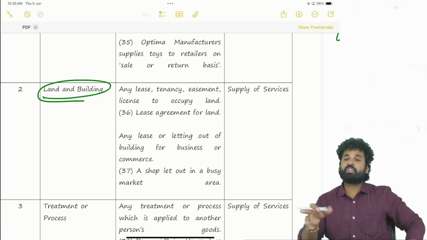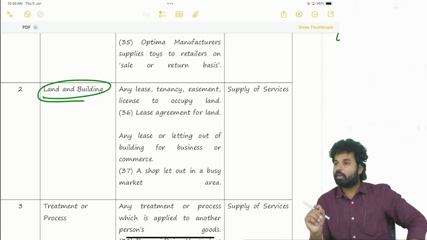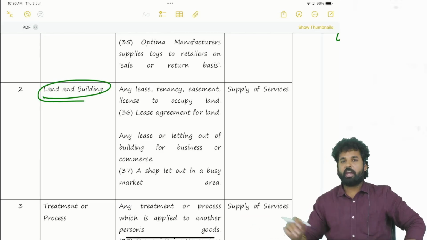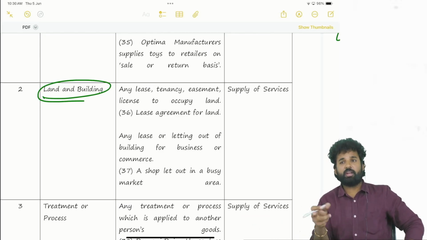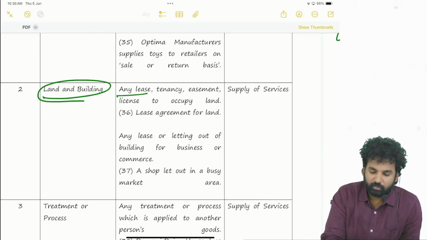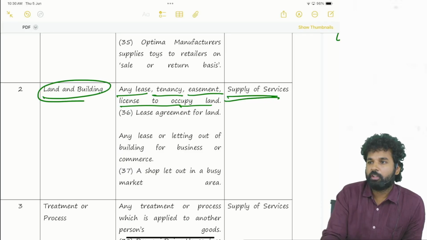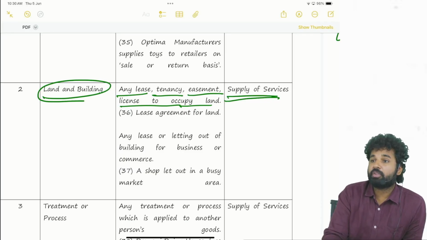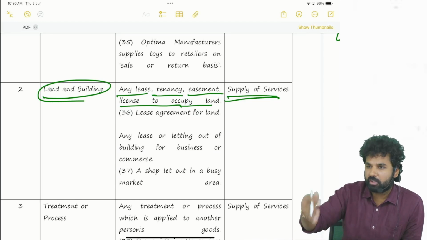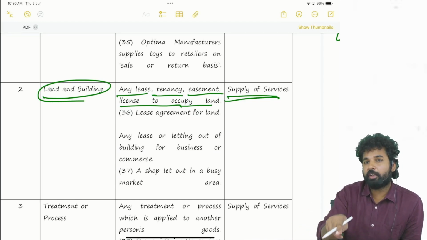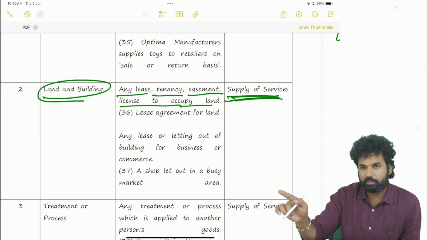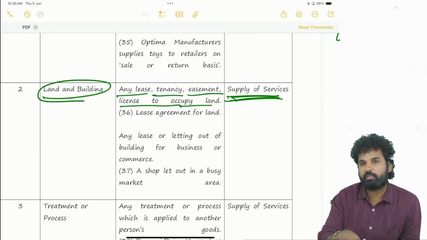Okay. So if it is a case of sale or purchase of land building, it is completely outside the ambit of GST. But with respect to uses of land, uses of building, then it will come under the service sector. Okay, right? So any lease, any tenancy, any easement, any license to occupy a land is supply of service. Sale or purchase of land, completely outside the ambit of GST, not in the scope of GST because it is not a good. Activity relating to the use of land, it is supply of service. It is a supply of service because service, supply, and that too for consideration during the course or furtherance of business, that's why it comes under the definition of supply.